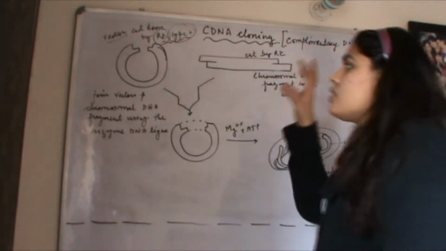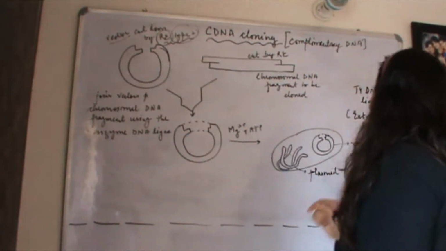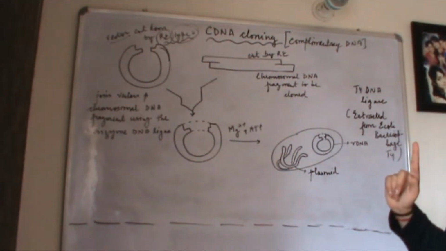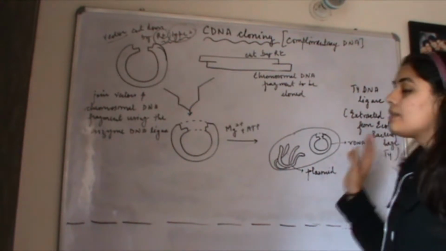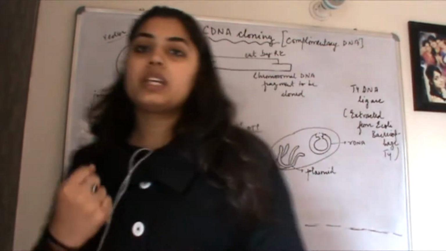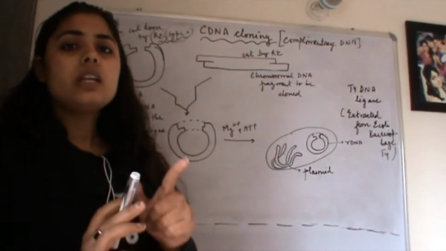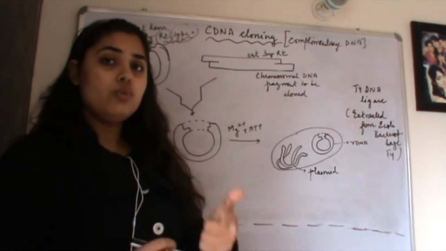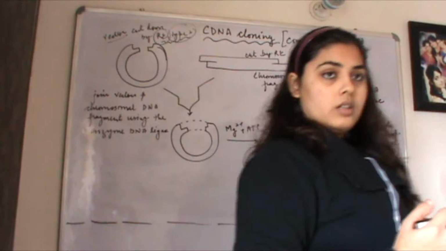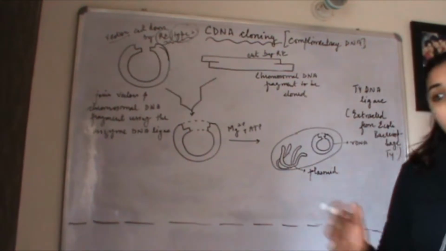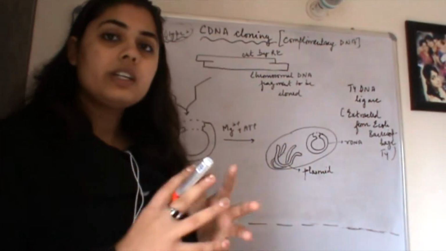T4 DNA ligase is being used here specifically because it is extracted from E. coli bacteriophage T4. This E. coli bacteriophage T4 is being used to extract out what? T4 DNA ligase. Now this T4 DNA ligase will further be used to join the two segments, that is one segment which we have extracted, the chromosomal DNA fragment, and the other, that is the vector to which we have to join it.